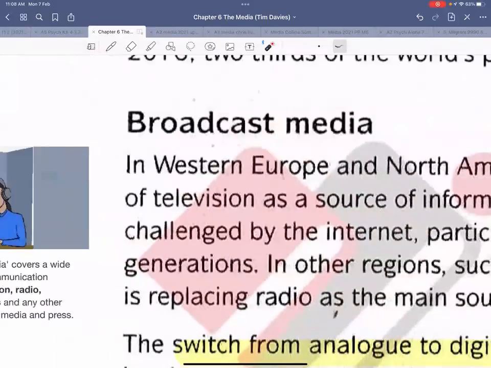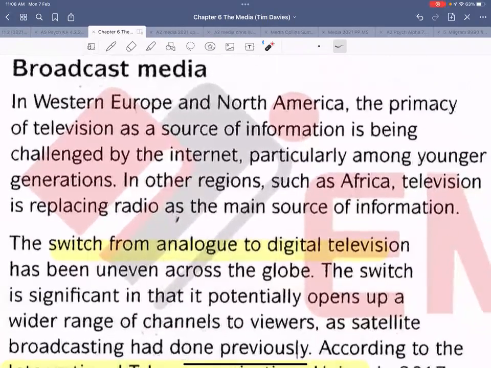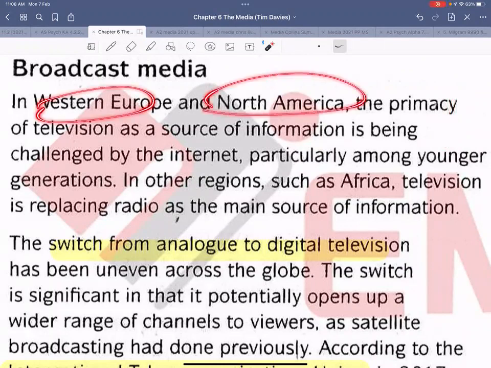Moving on. Broadcast media. In Western Europe and North America, the primacy of television as a source of information is being challenged by the internet, especially for the younger generations, right? Today, if there's any news, the younger generation relies more on the internet. It's handy. You don't have to walk up to the television, pick up a remote control and switch on your television, or wait for the newspaper the next day. It's instant, right?